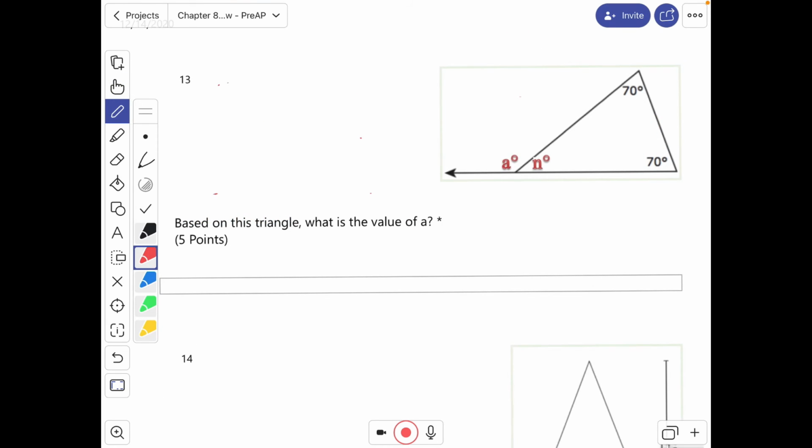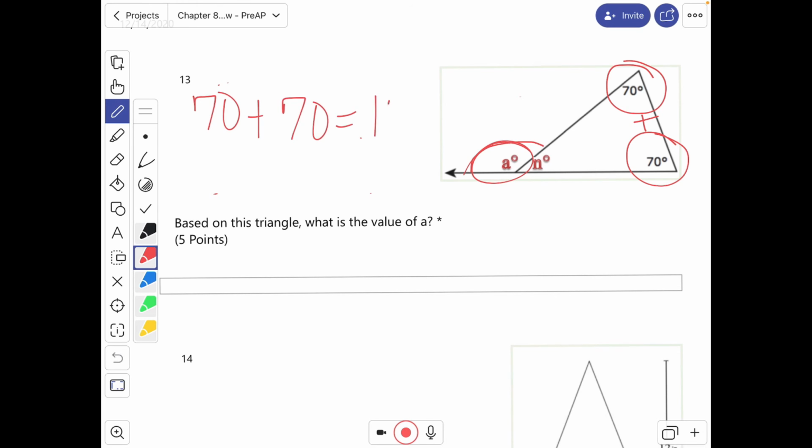Now to begin the PreAP section of the test, this first question looks very similar to the first question on the regular test. It says, based on this triangle, what is the value of A? A is right there. You should remember that A is equal to the two interior angles added together. So 70 plus 70 equals 140. That's it, 140 degrees.